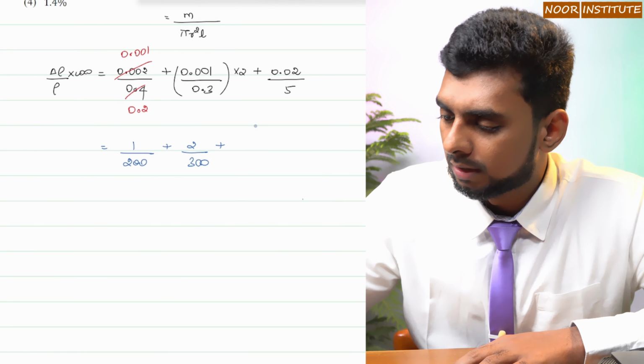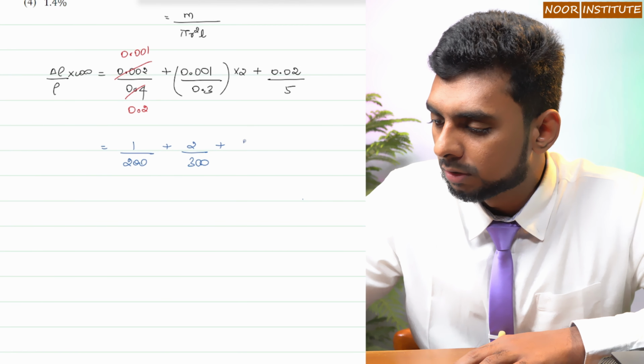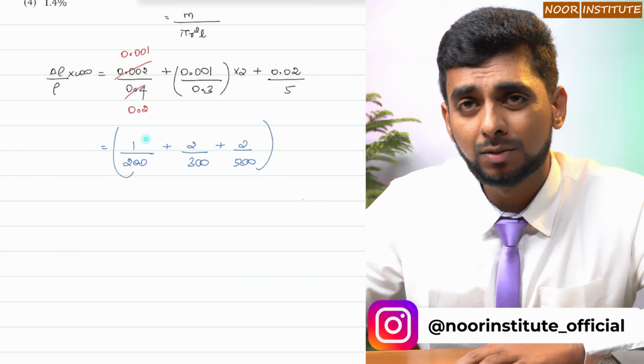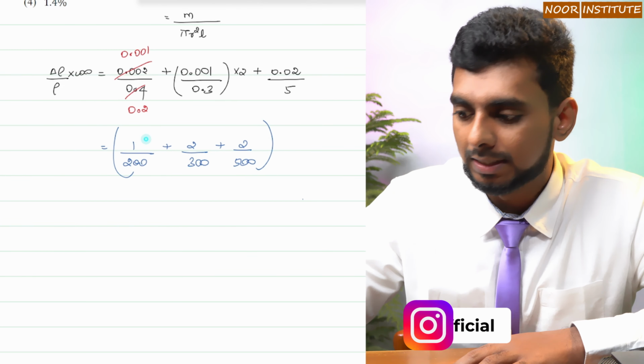And then for the last term, it will be like 2 by 500, right? So obviously, all these three terms are relative errors. So if I have to convert this one to percentage error, I'll have to multiply it by 100, right?